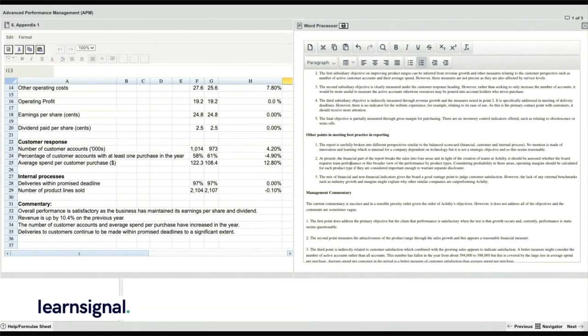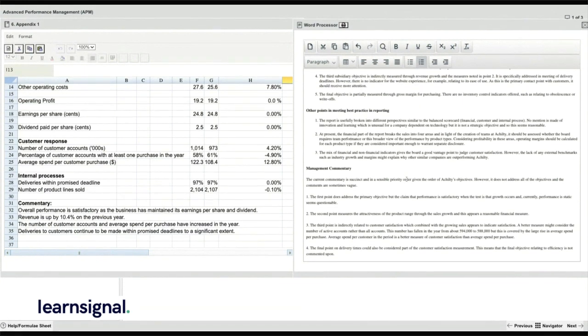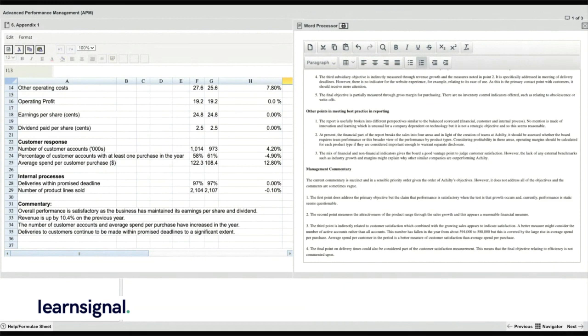Finally, it is useful to develop some points on the management commentary. While the commentary is succinct and in a sensible priority order of Akilti's objectives, it does not address all of the objectives, and the comments are quite vague. The first point does address the primary objective, but the claim that performance is satisfactory when the test is that growth occurs and currently performance is static seems questionable.